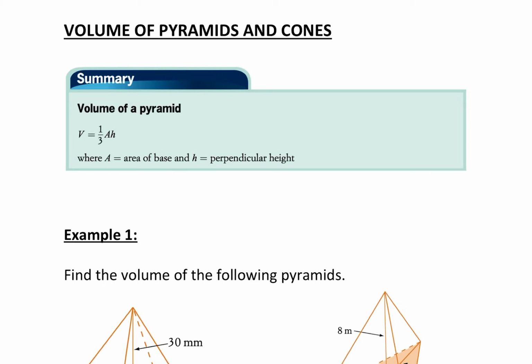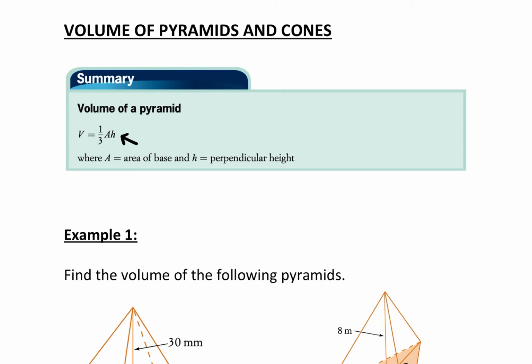Alrighty, so this is our final lesson for surface area and volume. And we're looking at the volume of pyramids and cones now. And basically we just use a formula for this. So you can see that we have a formula here for the volume of a pyramid. And it's V equals a third times A times H. So A is the area of the base and H is the perpendicular height.